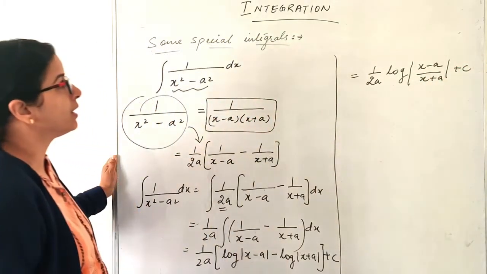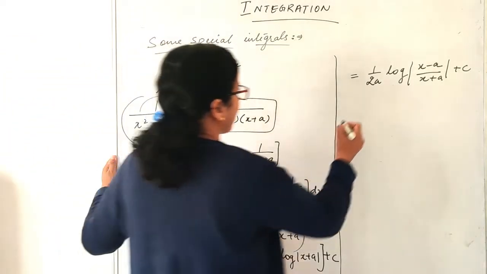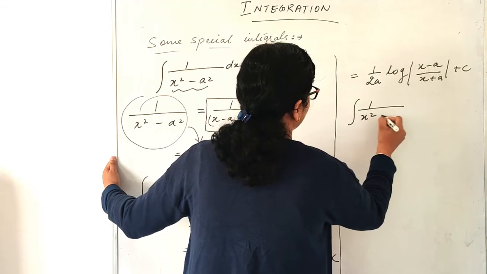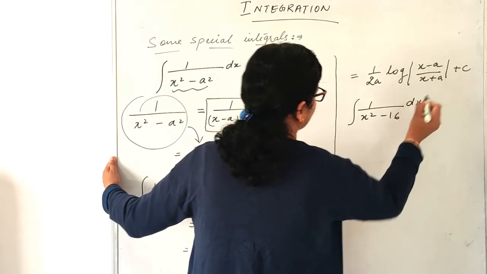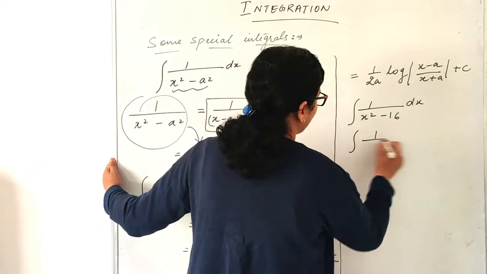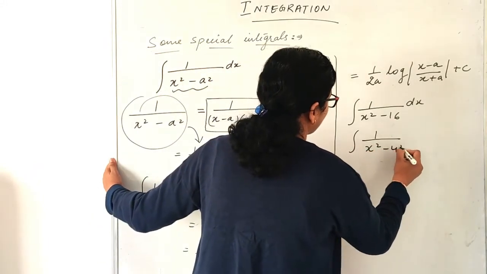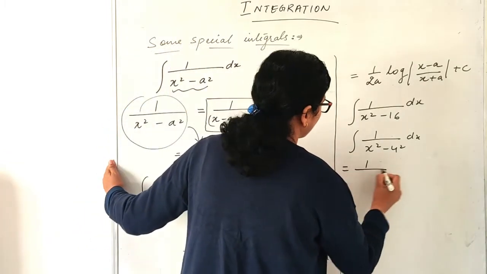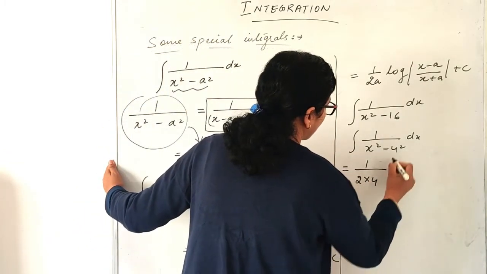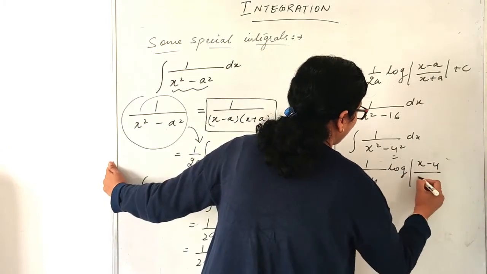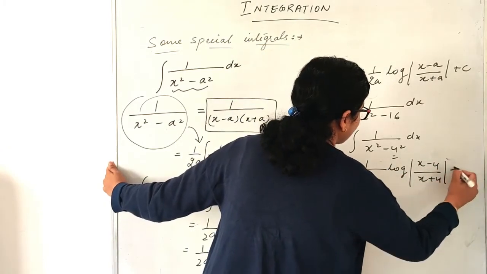Is it clear? So if we have a question of a kind, 1 upon x square minus 16 dx, right? So what you can write directly, you can write it as 1 upon x square minus 4 square dx and directly apply the formula. So you will get 1 upon 2, in place of a what you have 4, log (x minus 4) upon (x plus 4) plus c.